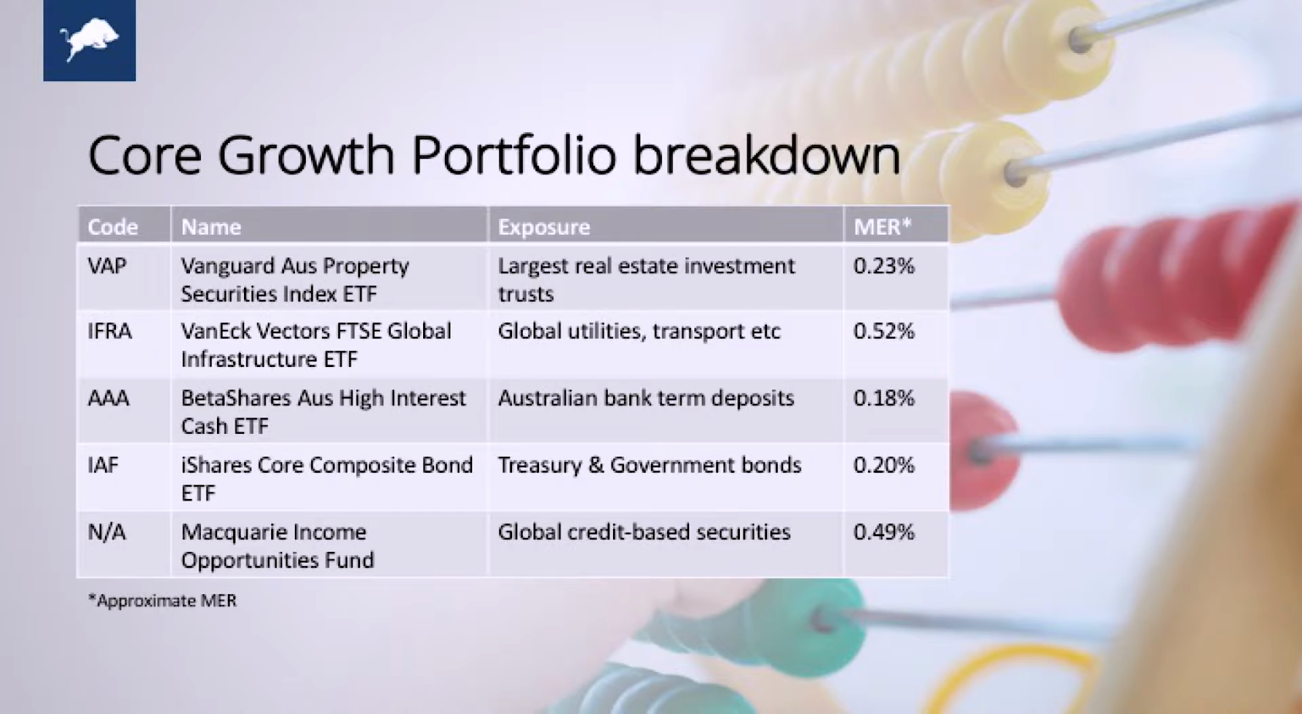Then, of course, there's not too much diversified exposure in the bonds sector outside of Treasury and government bonds. So to get actual corporate debt and corporate bonds, we've gone with the Macquarie Income Opportunities Fund. That's just to give us some diversified exposure across that fixed interest segment. So that's the breakdown of our core growth portfolio.